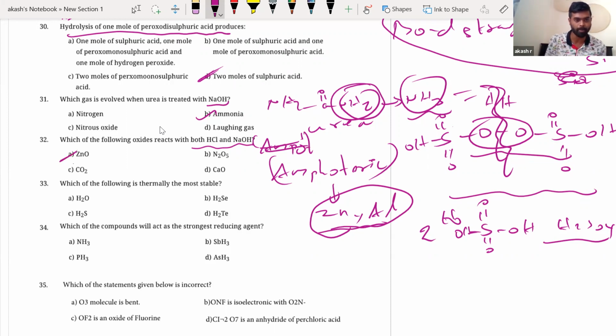So the answer to this question is I don't know, because this is where you have zinc. All the others will either be acidic or basic oxides. So the answer is I don't know, because only zinc and aluminum can form amphoteric oxides.